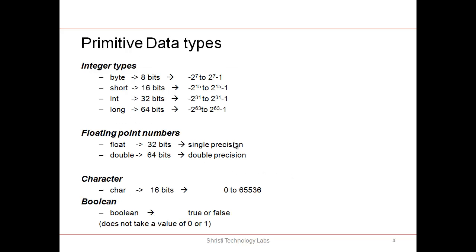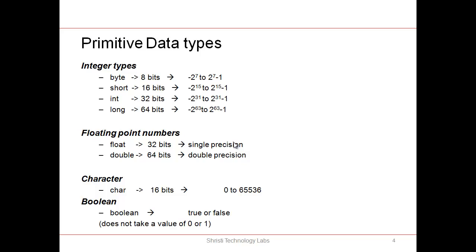Primitive data types. In primitive data types, we have seen integer types, floating point, character, and boolean. In integer types, there are four categories: byte, short, int, long. The ranges are given very clearly. In floating point, there are two types, float and double. By default, all the floating point numbers are double in Java.